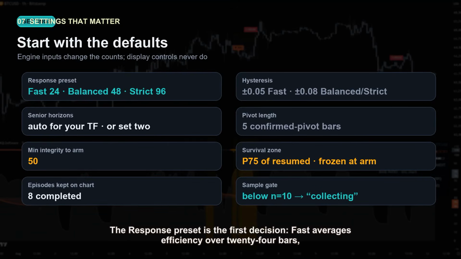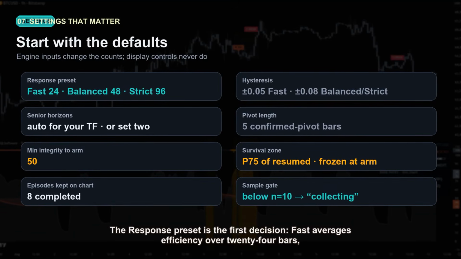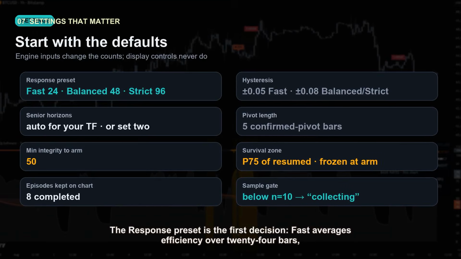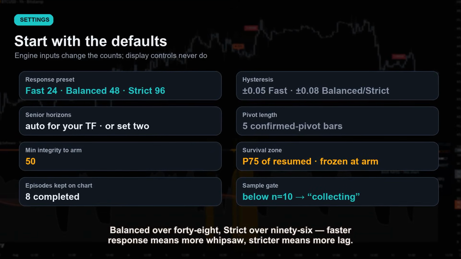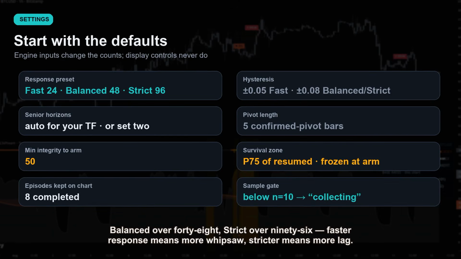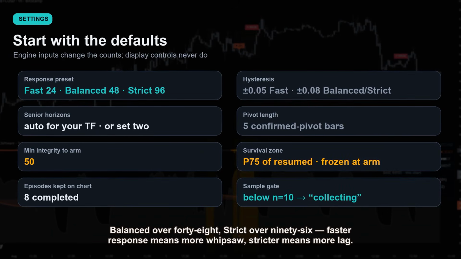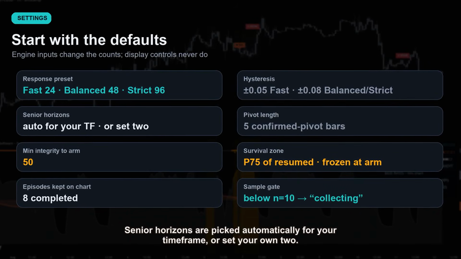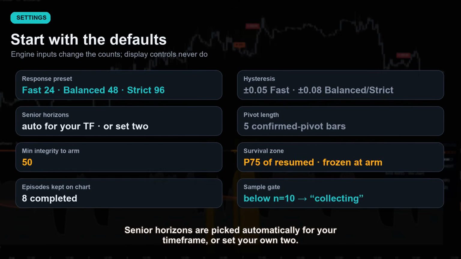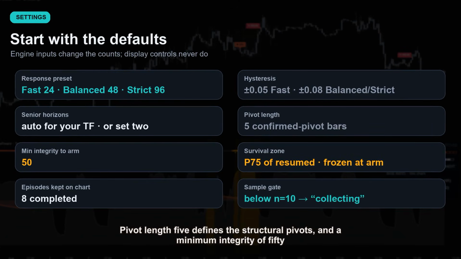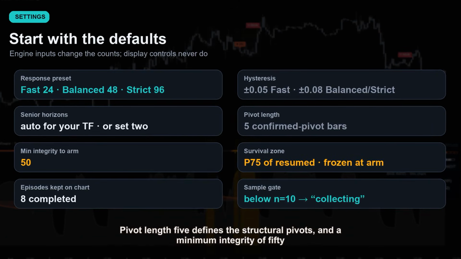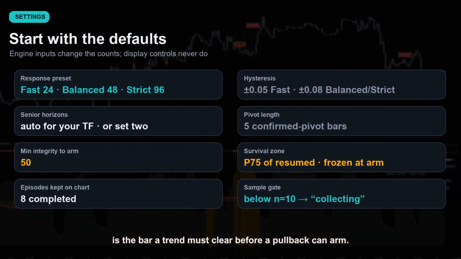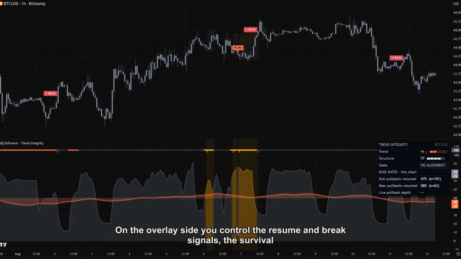The response preset is the first decision. Fast averages efficiency over 24 bars, balanced over 48, strict over 96. Faster response means more whipsaw, stricter means more lag. Senior horizons are picked automatically for your time frame, or set your own too. Pivot length 5 defines the structural pivots, and a minimum integrity of 50 is the bar a trend must clear before a pullback can arm.